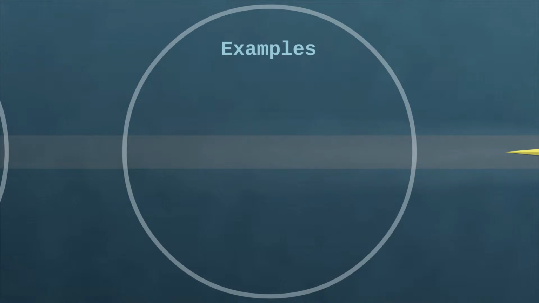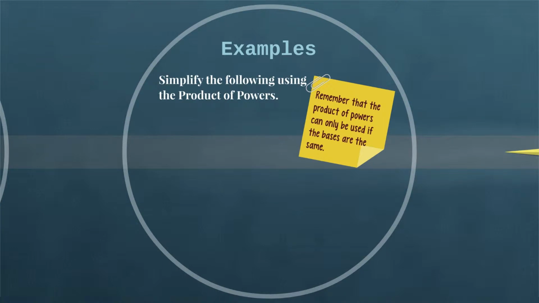Just like what we did previously, we will simplify the following powers using the product of powers. Before we proceed with the examples, keep in mind that the product of powers can only be used if the bases are the same. So if the bases are not the same, we cannot use the product of powers.